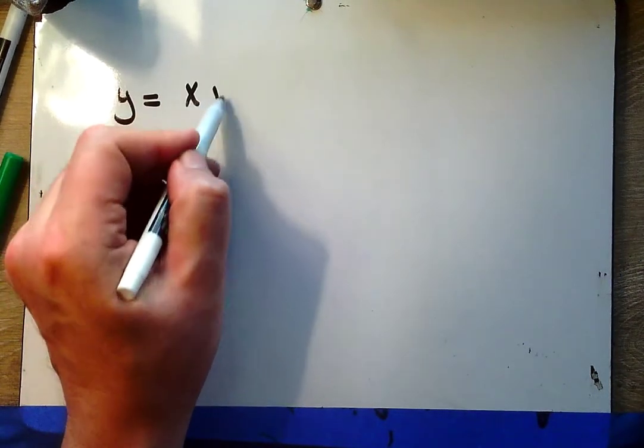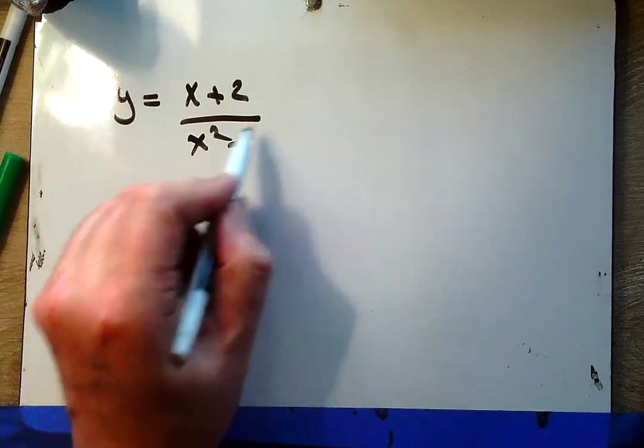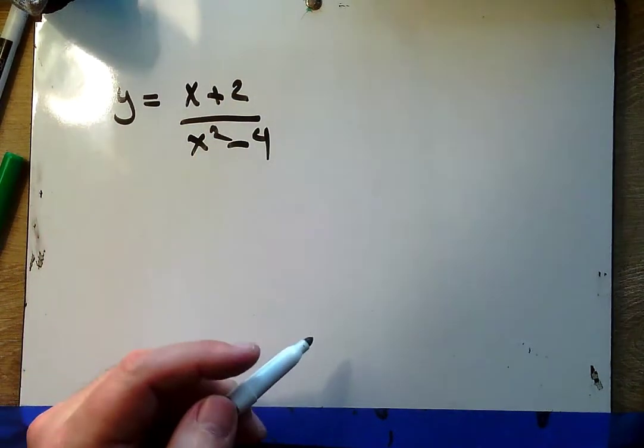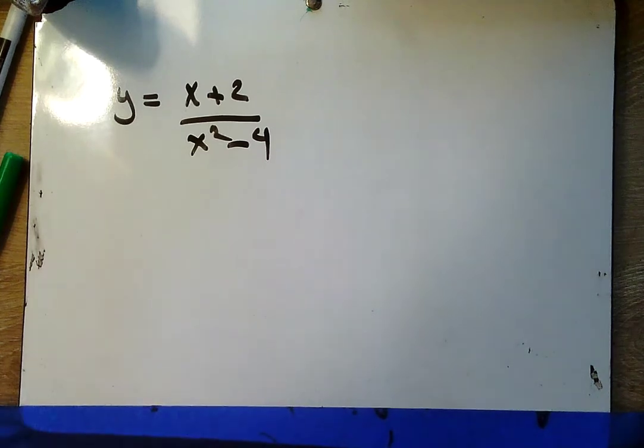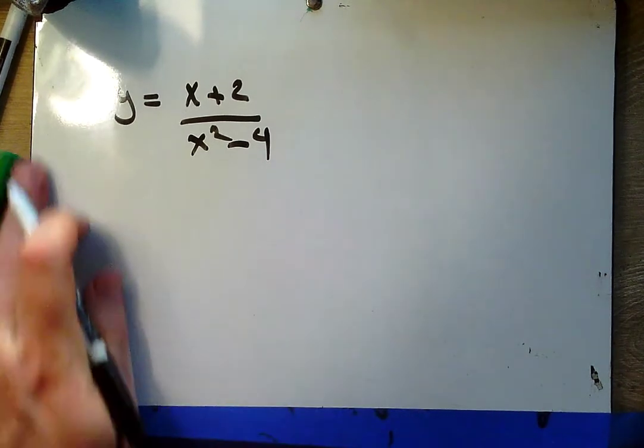Come on. y equals x plus 2 over x squared minus 4. Come on, it's very gentle. You should do that one. Okay? Pause the video, come back when you're done.